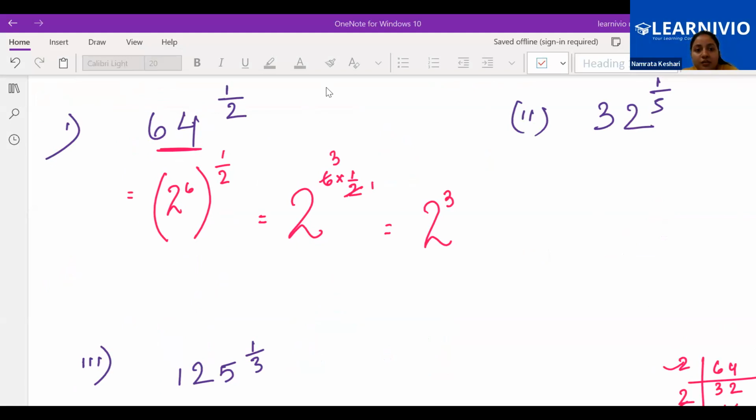Saad, what are you getting? Same thing. So, 32 can be written as 2 to the power 5. Samia, what are you getting? Same, 2 to the power 5. And then 2 to the power 5, to the power 1 by 5, I'm going to write. That will be?